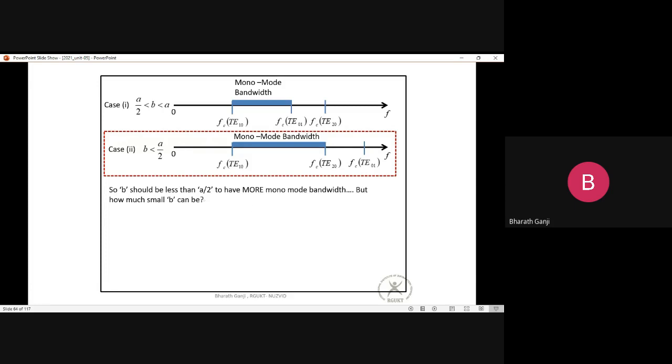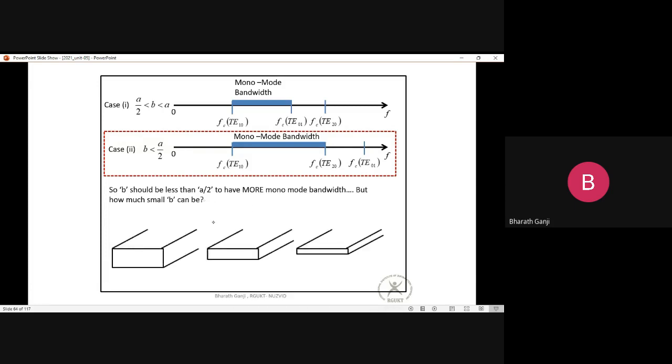b అన్నది అంత చిన్నగా చేయొచ్చు, because let me show you 3 kinds of waveguides. Say for example, for this waveguide b is simply a by 3, and for this waveguide it is a by 4, and this is a by 5.